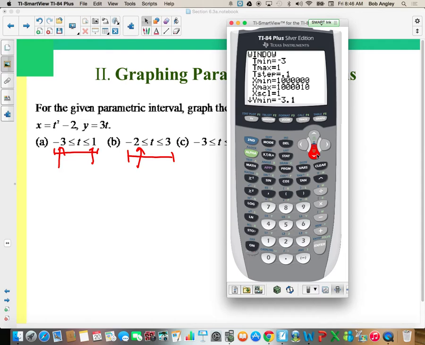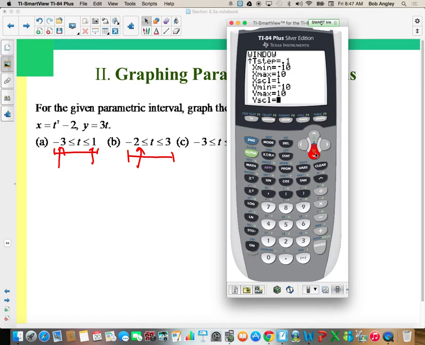Now, when we don't know what a graph is going to look like, we're going to put in -10 and 10 for x min and x max, just like we would in function mode, and leave the x scale as 1. And for y min and y max, we're going to put -10 and 10. And the y scale should be 1. So you need to have all of that changed all the way down.